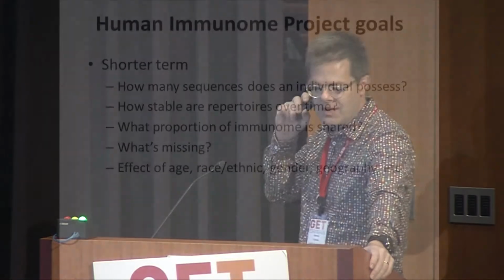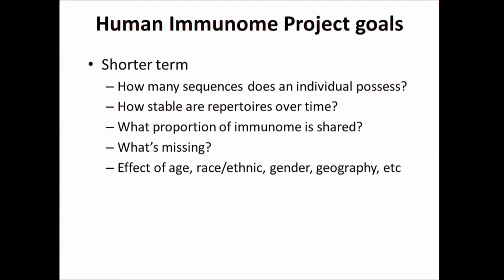So the Human Immunome Project, the goal is to sequence all of the antibody and T-cell receptors on the planet. That's the idea. The number could be as much as 10 to the 15 or some absurd number like that. We don't think it'll be that large because we think things will be missing. So the short-term goal is: how many sequences does a person possess? Are they stable over time? If you sequenced my immunome and your immunome, would we share sequences or would it be completely different? Could you recognize me just based on my antibody sequences?